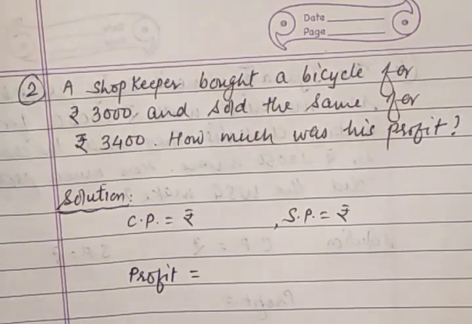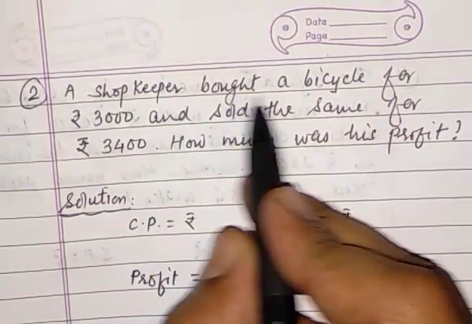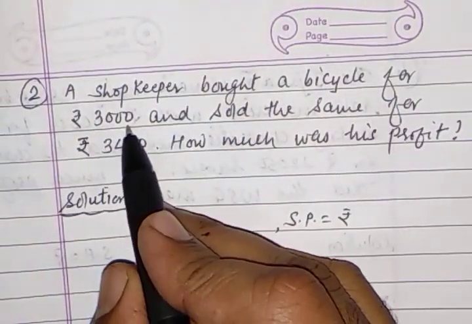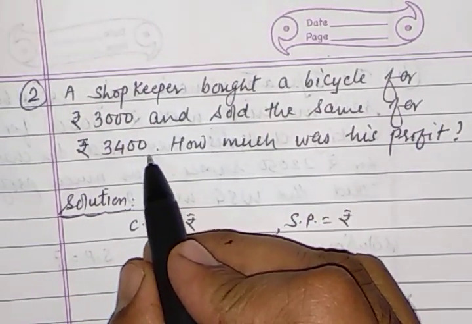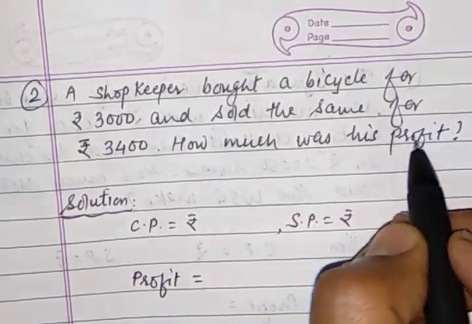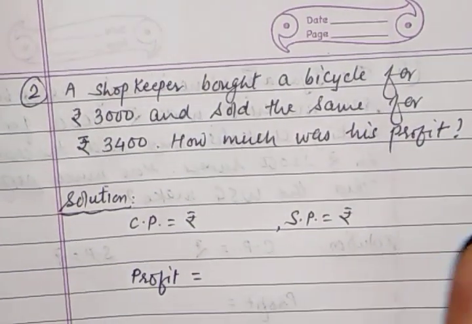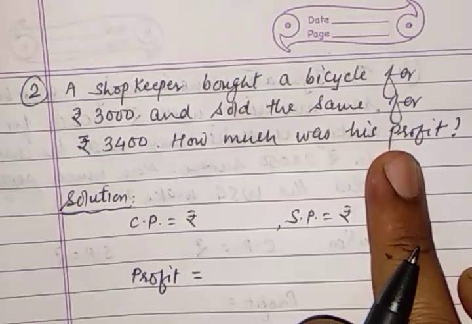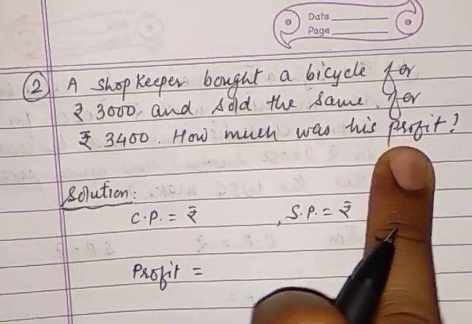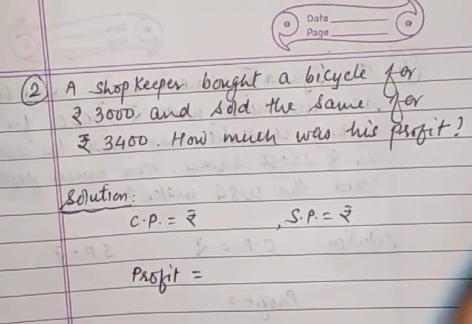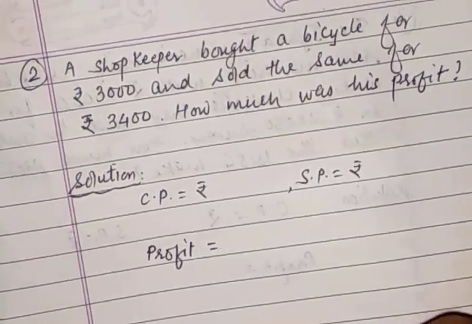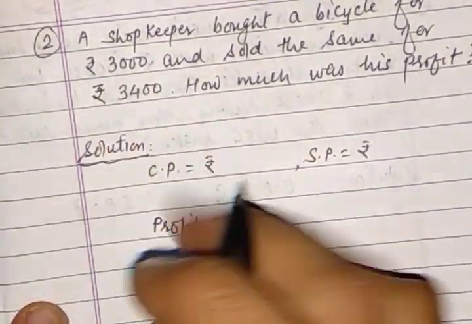It is a word problem. A shopkeeper bought a bicycle for rupees 3000 and sold the same for rupees 3400. How much was his profit? So here we are not deciding whether it is profit or loss, because already the question is how much is the profit. So it is clear that it is a profit. Let's write down first what is cost price and selling price.